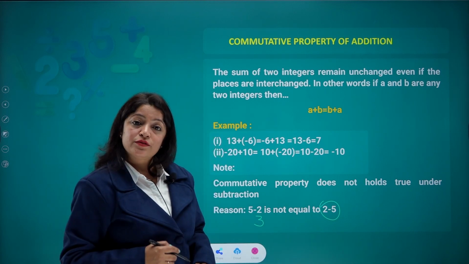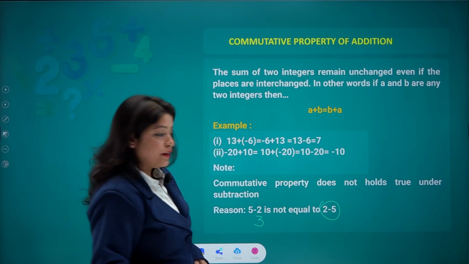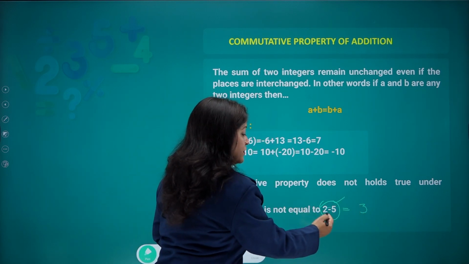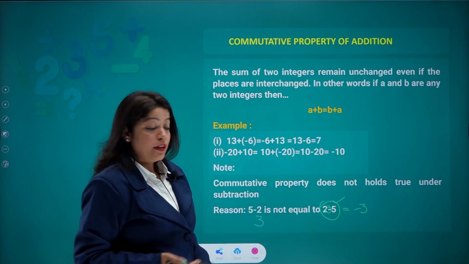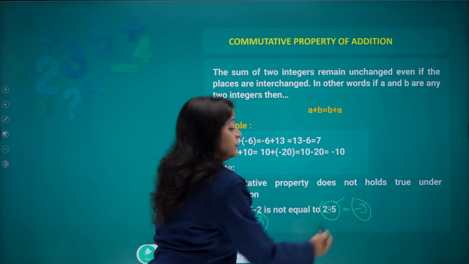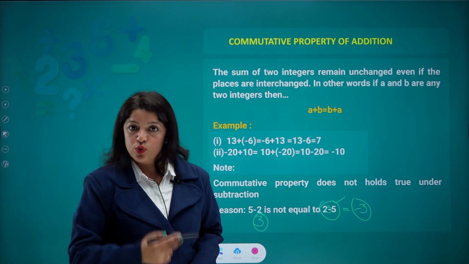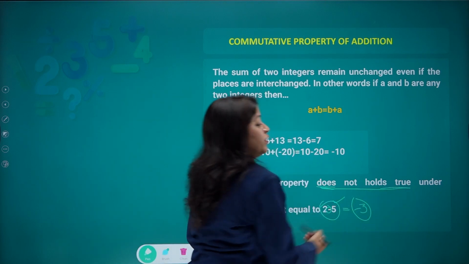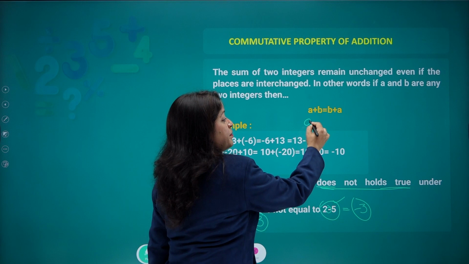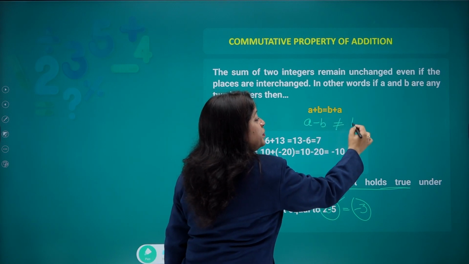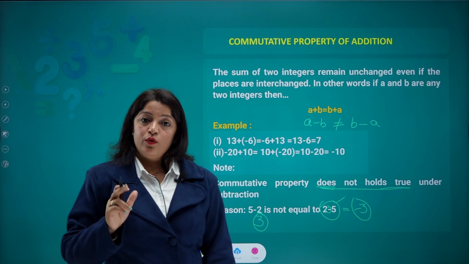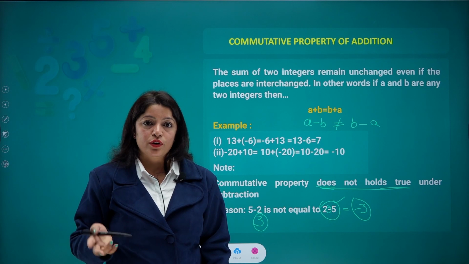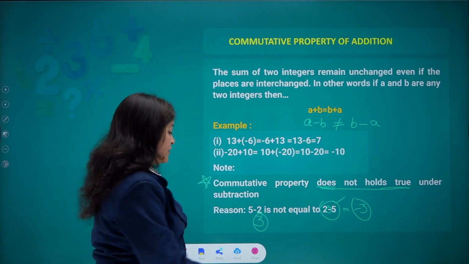What is the result of 2 minus 5? Again opposite signs, they get subtracted. The result is 3, but 5 is the bigger number and it is negative here. So the result is minus 3. We get here 3 and minus 3. They are not equal to each other. So this is a very important thing: the commutative property does not hold true for subtraction. That means a minus b is not equal to b minus a. We can only add them in any order, but we cannot subtract them in any order. Order has to be fixed if there is subtraction.